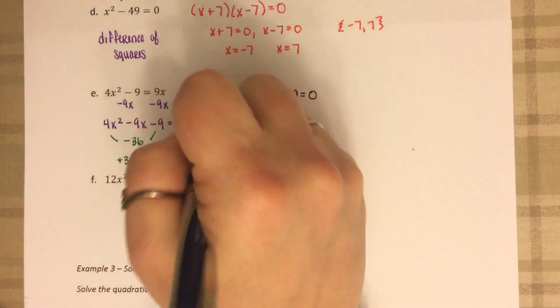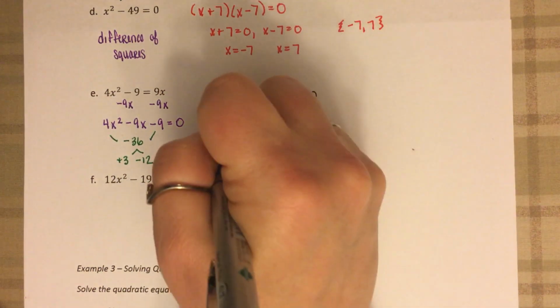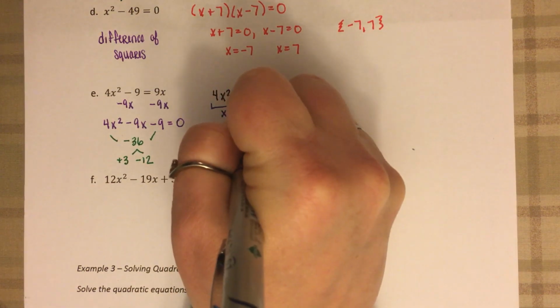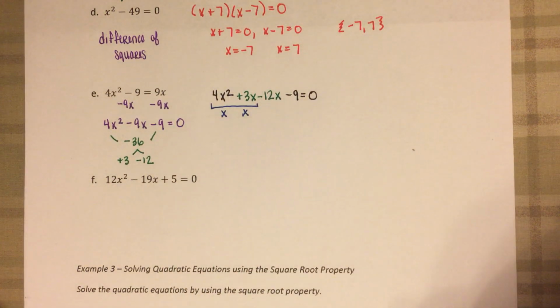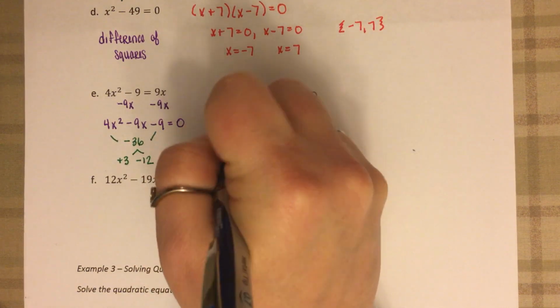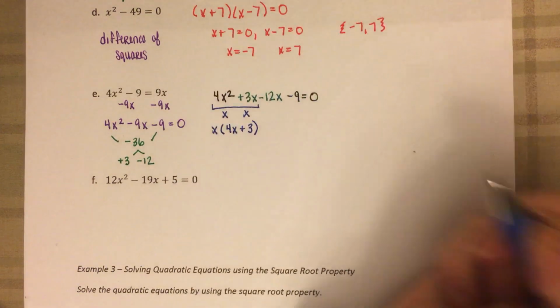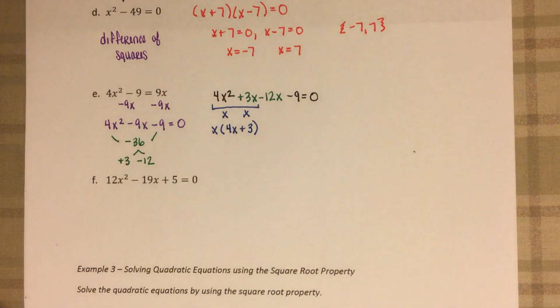Right, then I'm going to group these into pairs. So looking at my first pair, I want to take out my GCF. Well, the only thing that these first two terms have in common is an x. So we're going to divide out an x. 4x squared divided by x gives us 4x. 3x divided by x gives us 3.